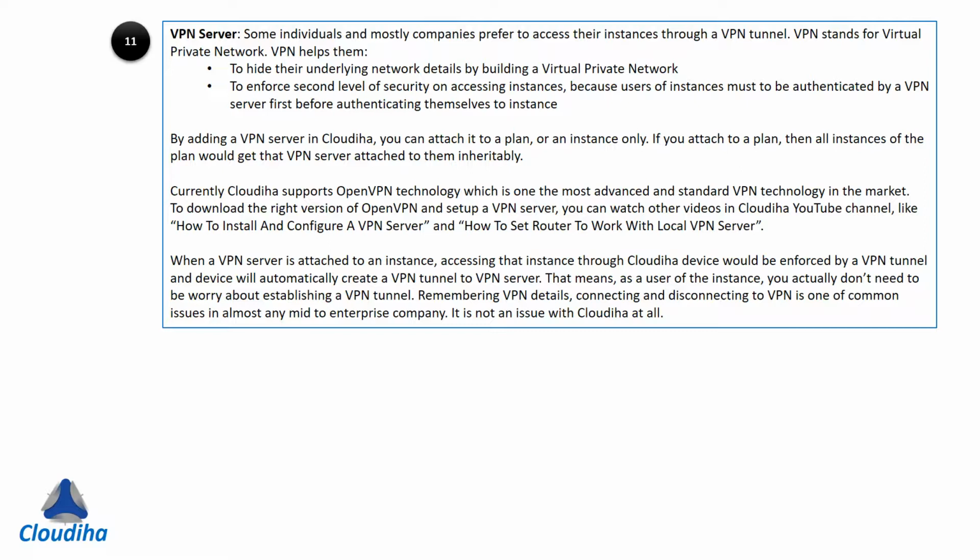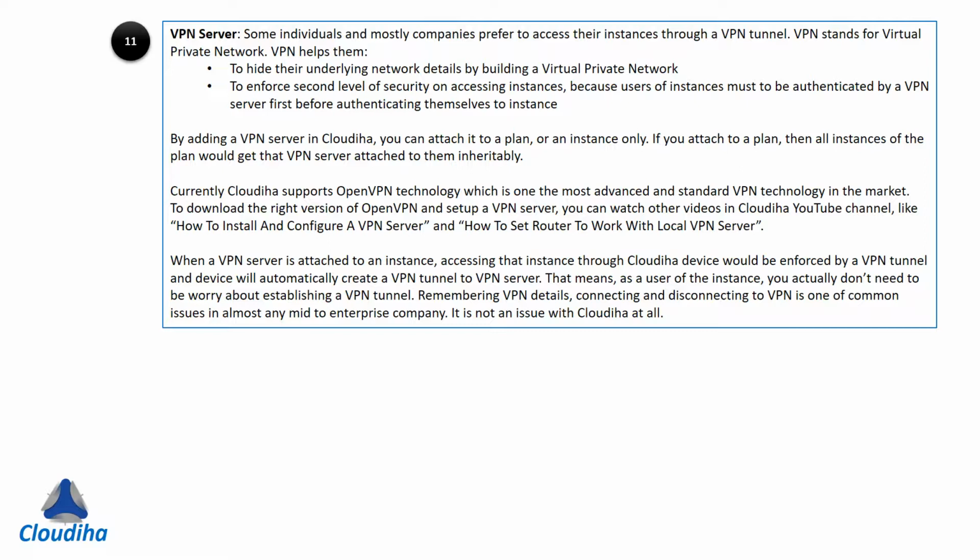By adding a VPN server in Cloudiha, you can attach it to a plan, or to an instance only. If you attach it to a plan, then all instances of the plan would get that VPN server attached to them inheritably. Currently Cloudiha supports OpenVPN technology, which is one of the most advanced and standard VPN technologies in the market.